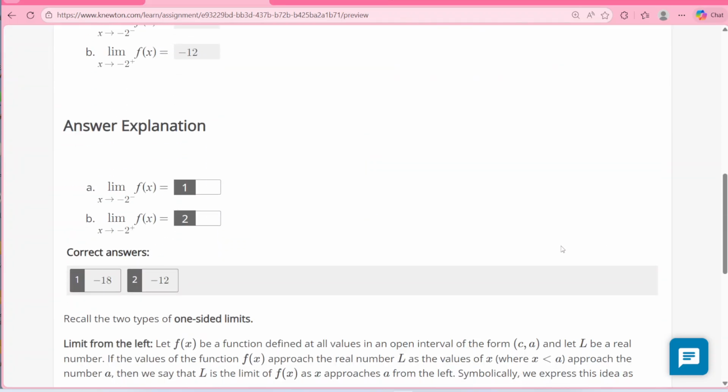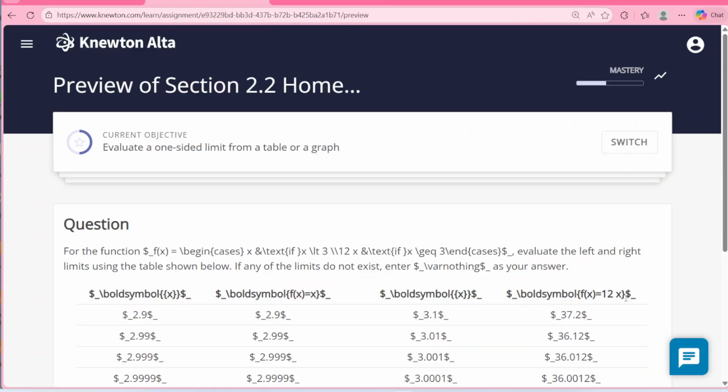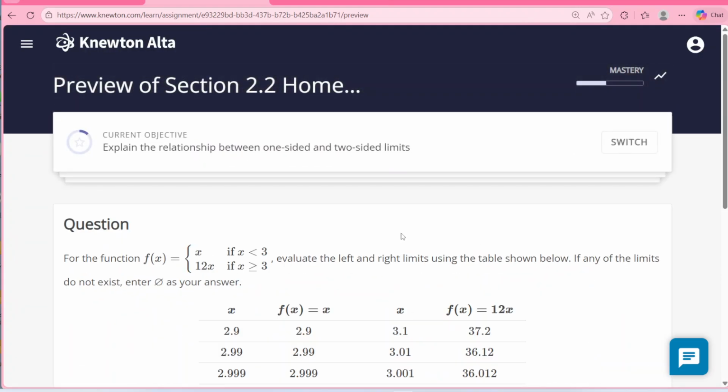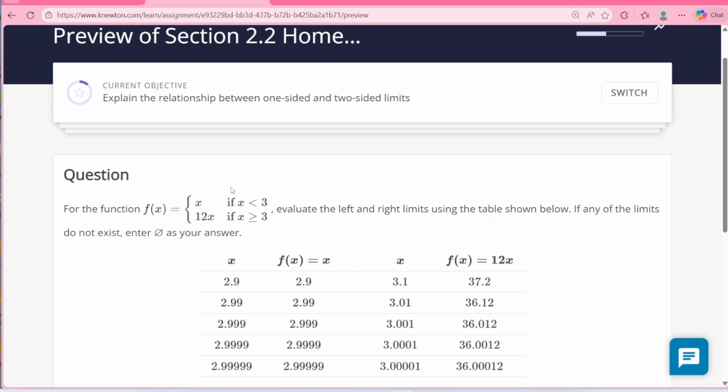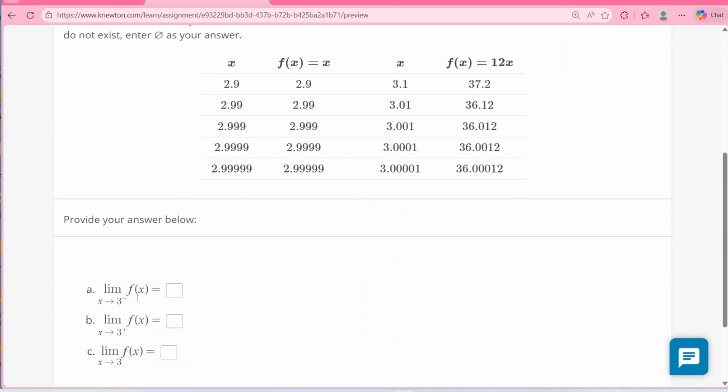All right, good. All right, so once again, another piecewise defined function. y equals x when x is less than 3, and 12 times x when x is greater than or equal to 3. And they want the limit as x approaches 3 from the left, as x approaches 3 from the right, and then 3 from both sides. Now they got the two-sided limit in here. All right, so 3 from the left.